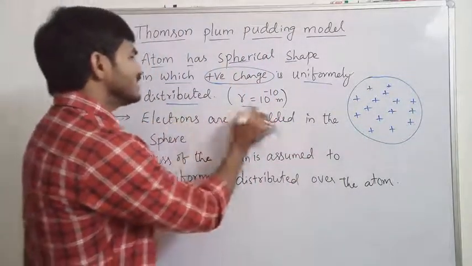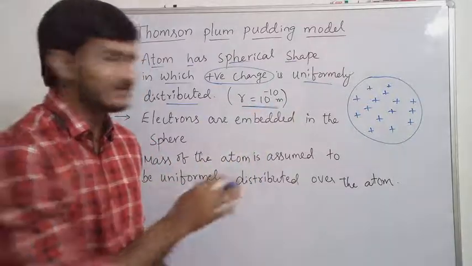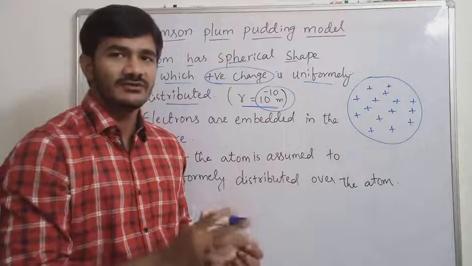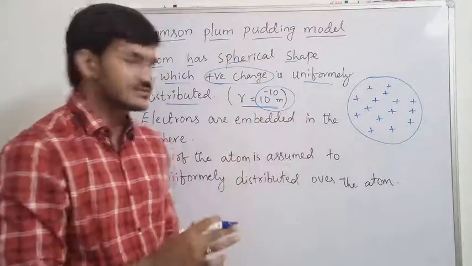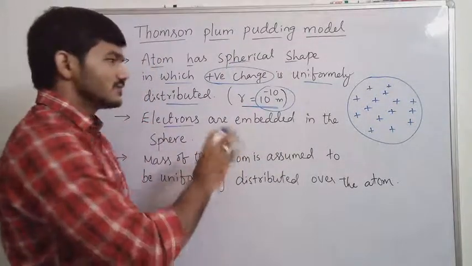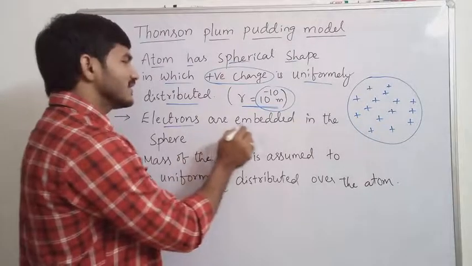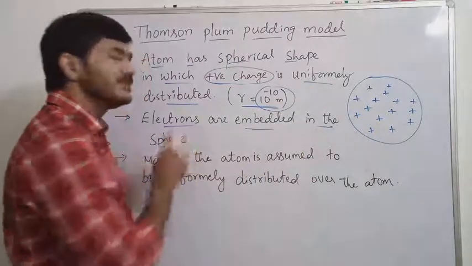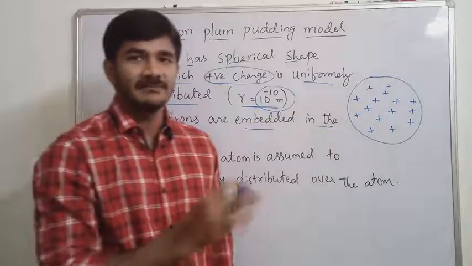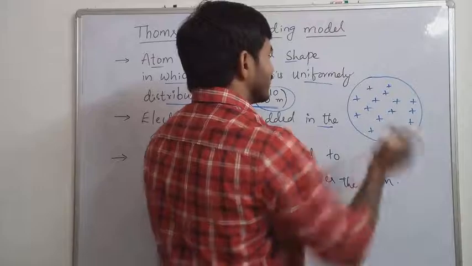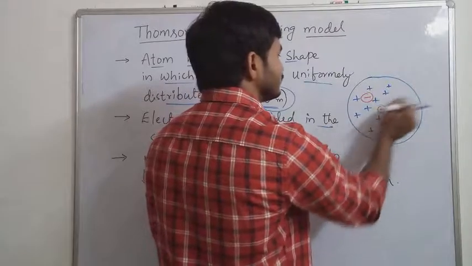Next, the radius of this spherical shape is around 10 power minus 10 meters. Positive charge is uniformly distributed, and what about electrons? Electrons are embedded in the sphere. Electrons are embedded means randomly they are arranged. If you see, electrons are arranged like this.